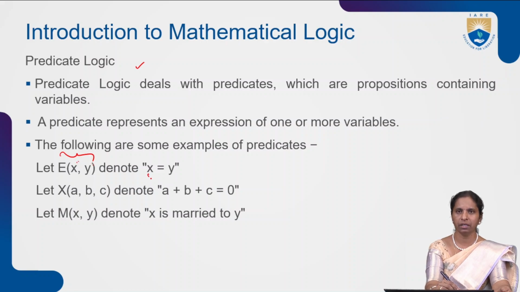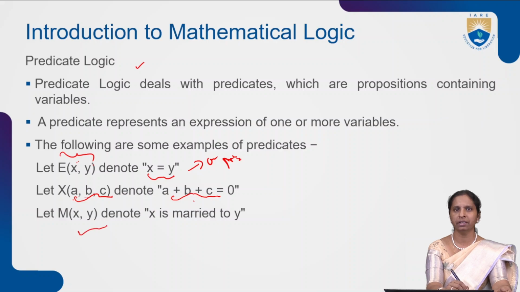And what is the equation here? X equals y. So this is called a predicate. Similarly, X of a, b, c. What is the predicate here? X of a, b, c consists of the variables. And what is the relation among these variables? Such that a plus b plus c equals 0. That is the relation among these variables.